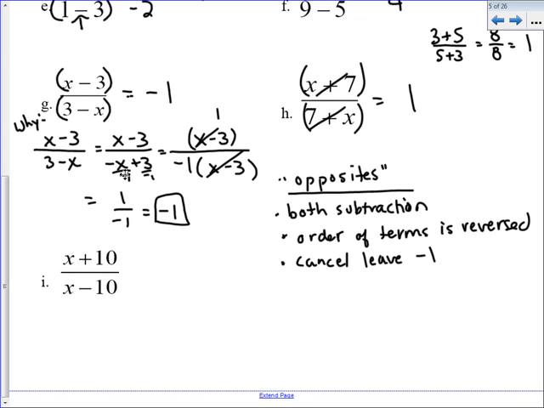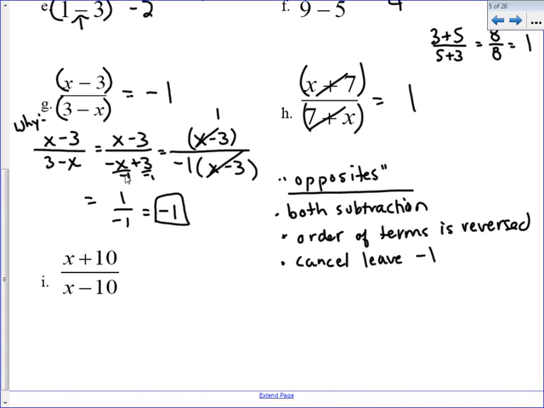How about this one right here? x plus 10 over x minus 10. Thoughts? Mixing it now. So your options are positive 1, negative 1, or maybe you can't do anything.